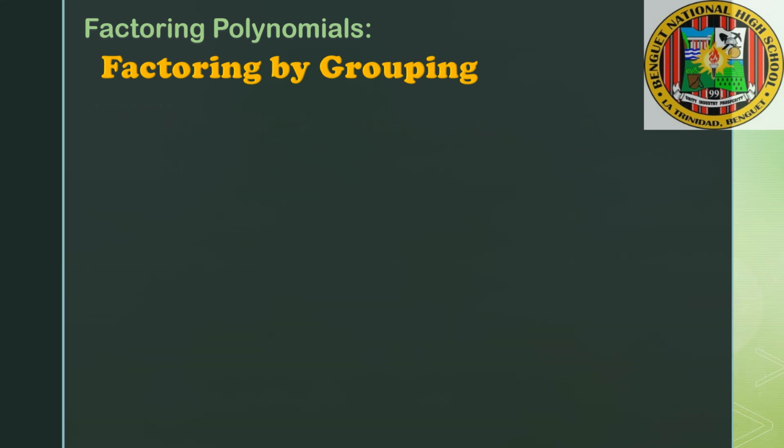It's time to practice what you've learned. Factor out the polynomial CD plus 7C plus 5D plus 35. Pause this video for a while as you solve for the binomial factors.